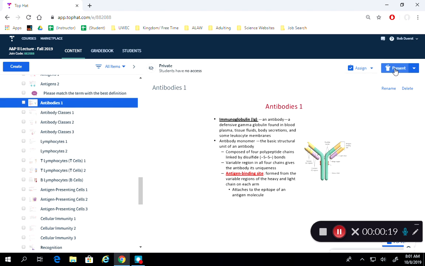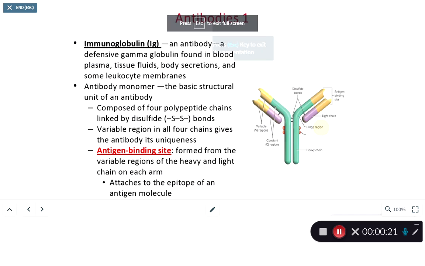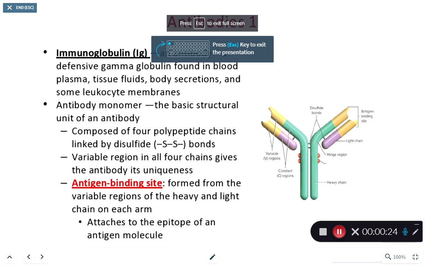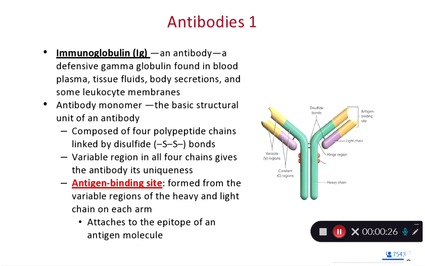There we go. Antibodies, that's where we left off. So, we've talked about antibodies frequently, especially when it came to the anti-A, the anti-B, and they bind to the antigens on the red blood cells, and can cause agglutination or clumping. Another name for antibody is immunoglobulin.